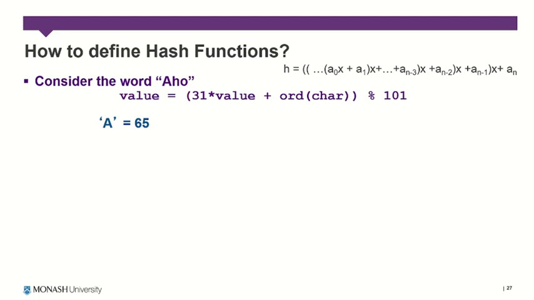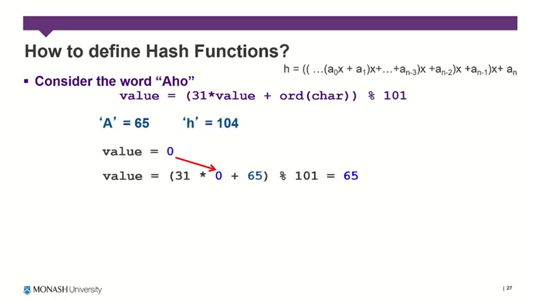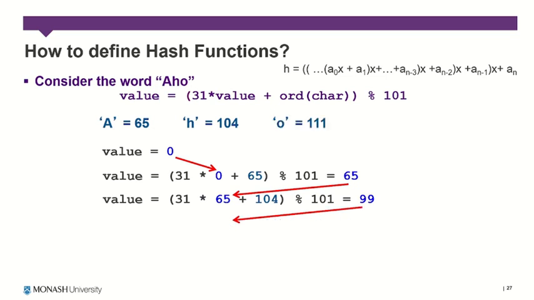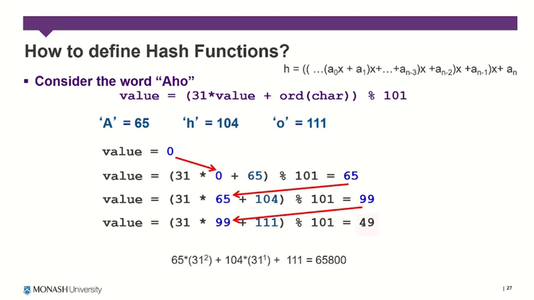So let's apply this to a particular example. We've got this given key, A, H, and O. In this example, we're going to start with capital A. So we're going to firstly multiply 0 by 31, add the 65, mod by the table size, we get 65. Our next letter is h, 104. So again, we multiply by our base, which is 31, add the 104, mod by the table size, and get 99. Finally, we feed that in, multiply it by our base, add the 111, which is the ASCII value for O, mod by the table size, and we get our final value as 49.